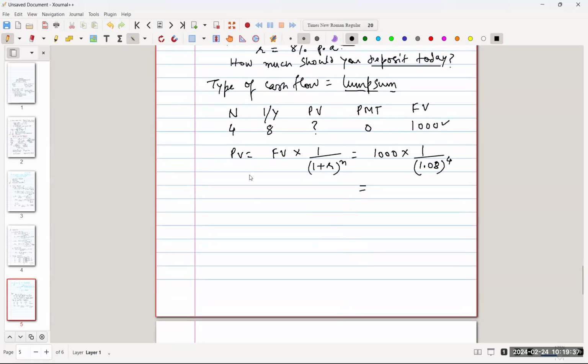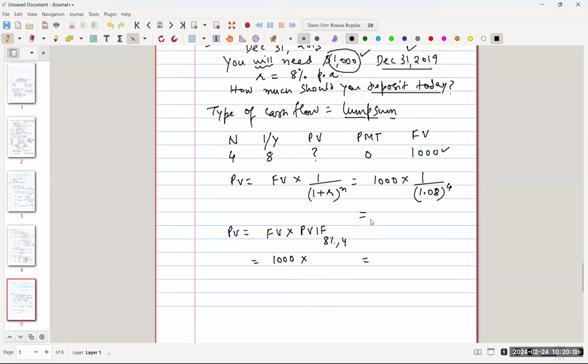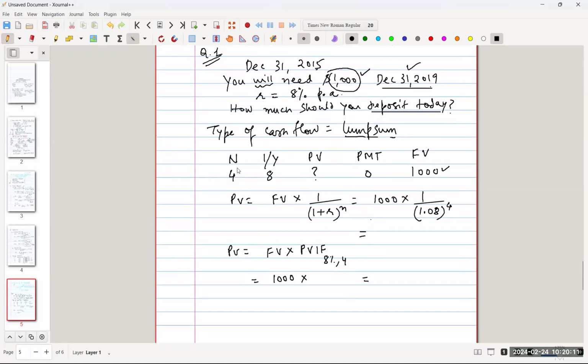So the result of this will give you the present value. This is the formula way. And if you want to find out the same thing through the tables, you will say FV multiplied by the present value interest factor of $1 at 8% for 4 time periods. You will write your $1,000 here, and from the table, look up this factor for 8% against 4 periods, read it and put it here, and that will give you the present value. If you want to use your calculator, well, you will provide inputs.